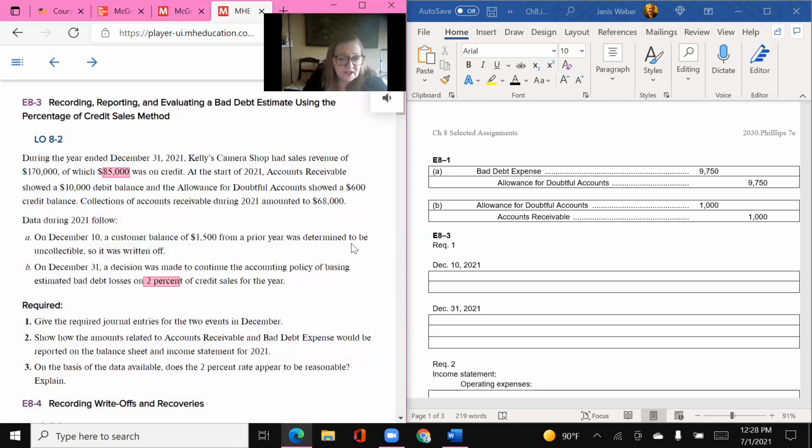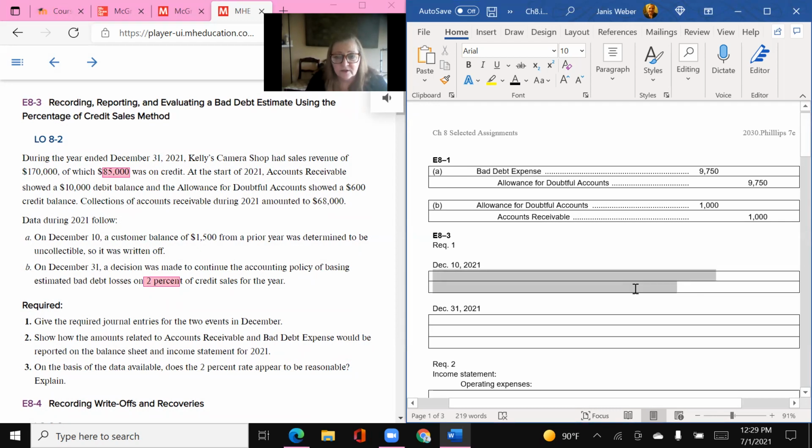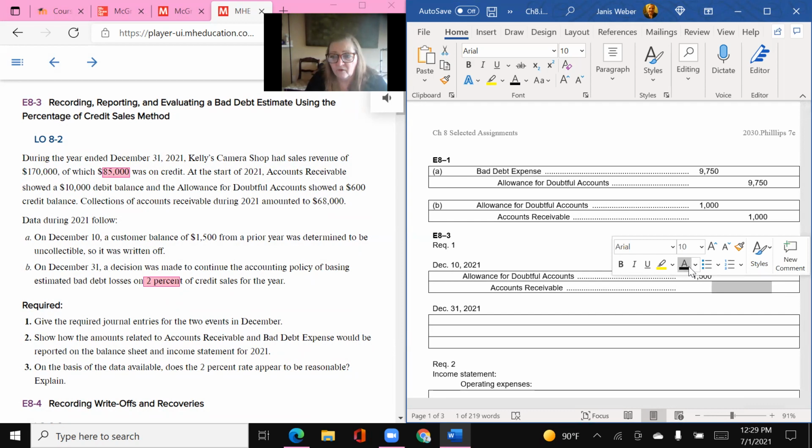All right, so now they want us to give the required journal entries for the 2 events in December. So on December 10th, they had a customer account that they determined to be bad. So we're going to do it just like we did this one up here. We're going to debit the allowance account and we're going to credit that customer's accounts receivable for the $1,500.